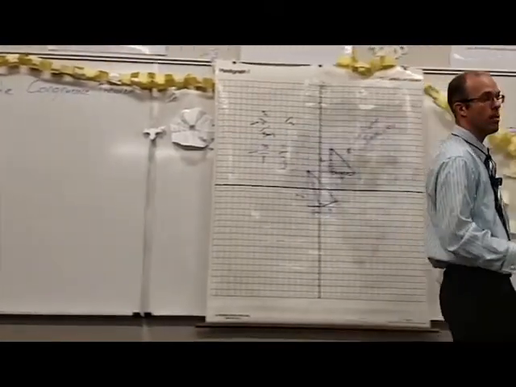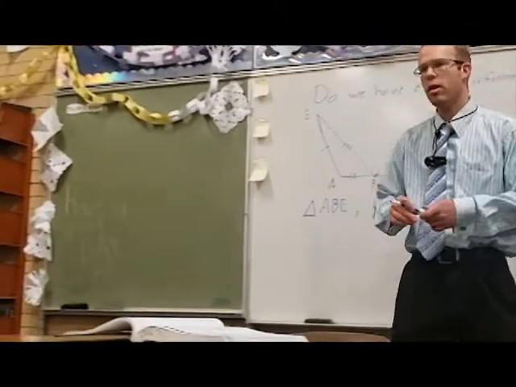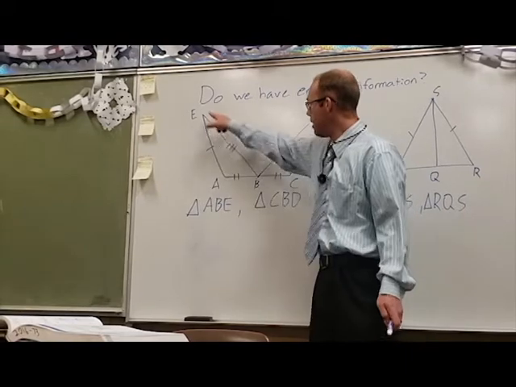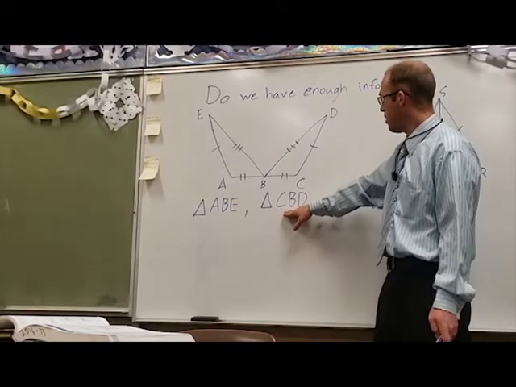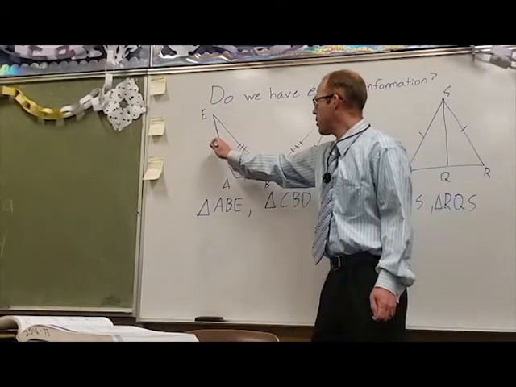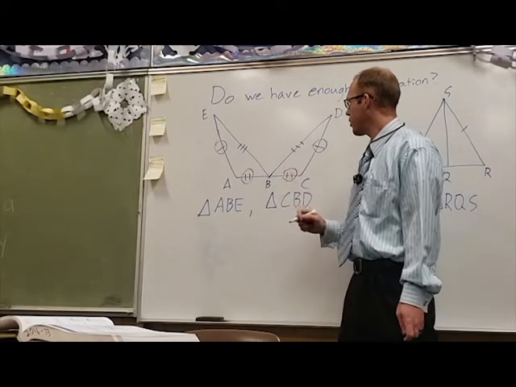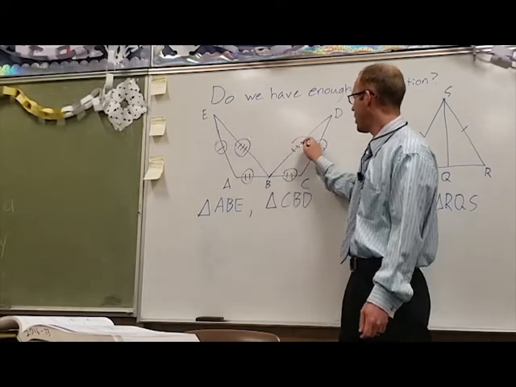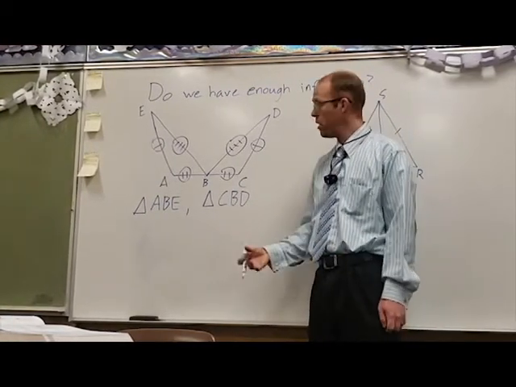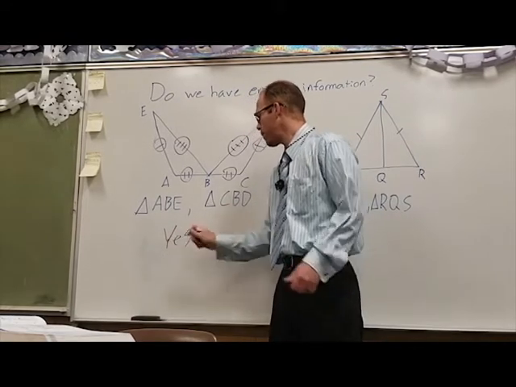So let's take a look at a couple of examples and we'll decide, do we have enough information to tell if the two triangles are congruent? So we're trying to look at triangle ABE, this triangle on the left, and CBD, this triangle on the right. Let's take a look at the sides. I know I have one pair congruent here, a second pair congruent there, and a third pair congruent here. So we have three pairs of congruent sides. That's enough information to tell that these two triangles are congruent. So yes, we do have enough information.